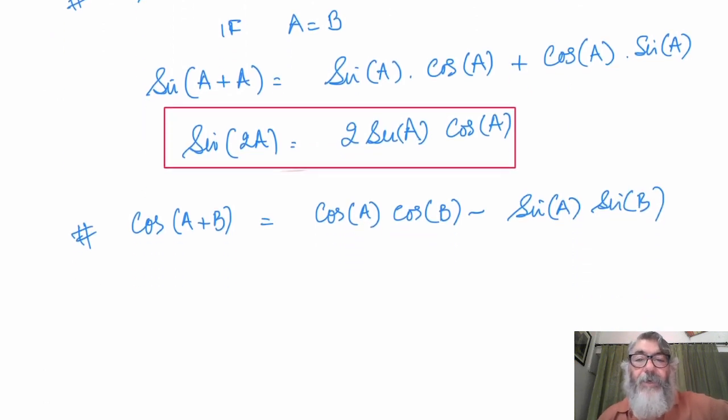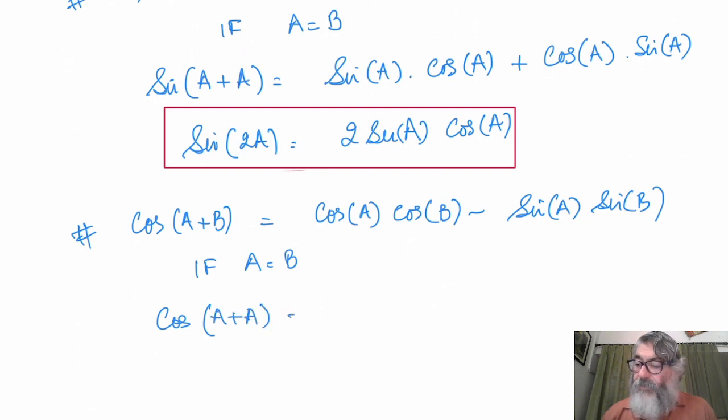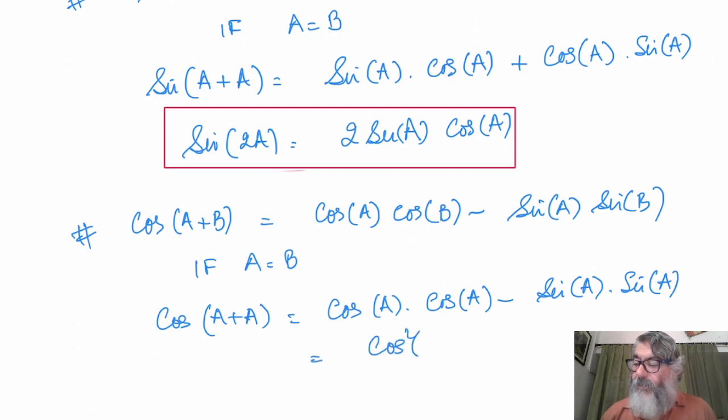Again I am going to replace A by B. If A is equal to B, where B is there I am going to put A. So it will become cos A plus A is equal to cos A cos A minus sin A into sin A. It will become cos square A minus sin square A. So cos 2A is equal to cos square A minus sin square A.